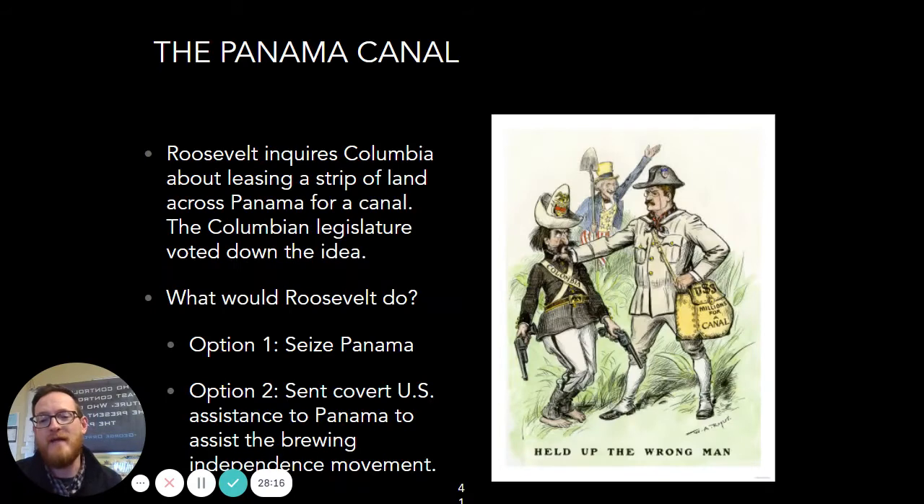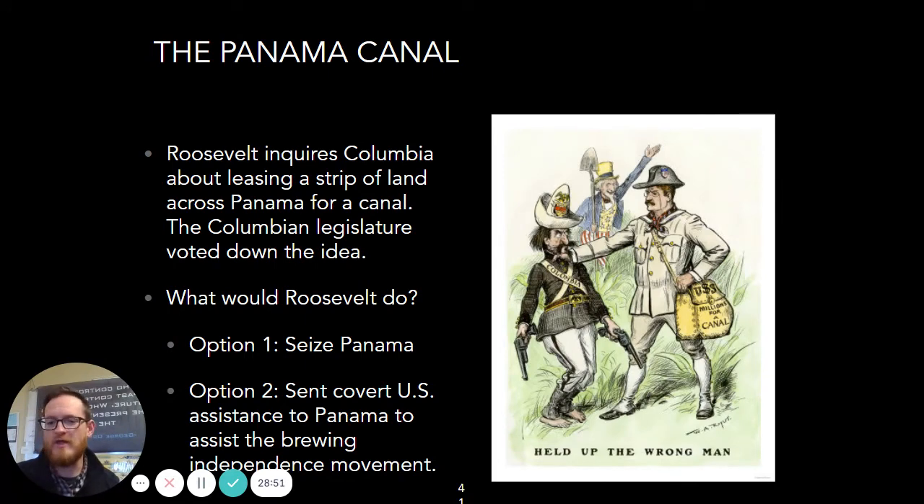So that brings us to the Panama Canal. Roosevelt during this time, again, remember going back to Alfred Thayer Mahan's book, part of that had said we should have a Central American canal. France had actually tried to build a Central American canal, but had failed. The project had gotten bogged down, and it just didn't end up working. So Roosevelt becomes president, and he says, hey, we need a canal through there. And he inquires of Colombia about leasing a strip of land across Panama, because at that time, Panama was under the control of Colombia, and the Colombian legislature said no.